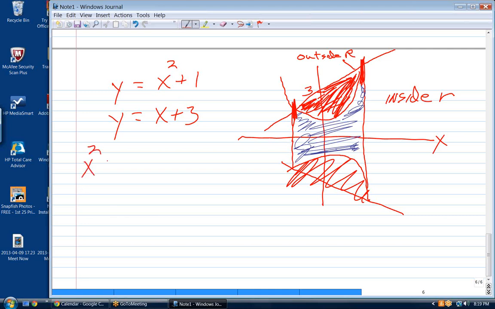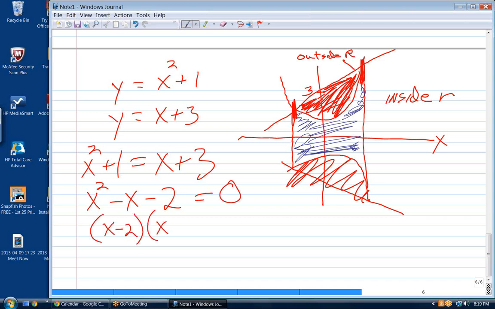So I'm going to say x squared plus 1 is equal to x plus 3. And I can solve that. That's a quadratic. It's going to give me 2 answers, which is what I'm looking for. That'll be my limits of integration. So this point here is minus 1, and this point here is 2. So I'm going to integrate from minus 1 to 2.